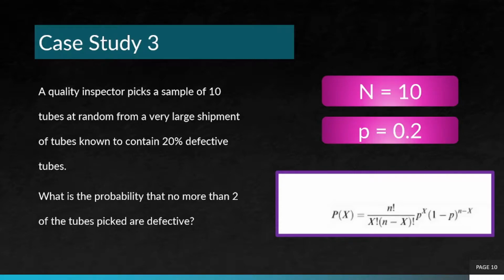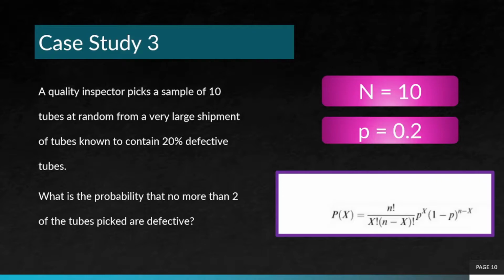A quality inspector picks a sample of 10 tubes at random from a very large shipment of tubes known to contain 20% defective tubes. What is the probability that no more than 2 of the tubes picked are defective?